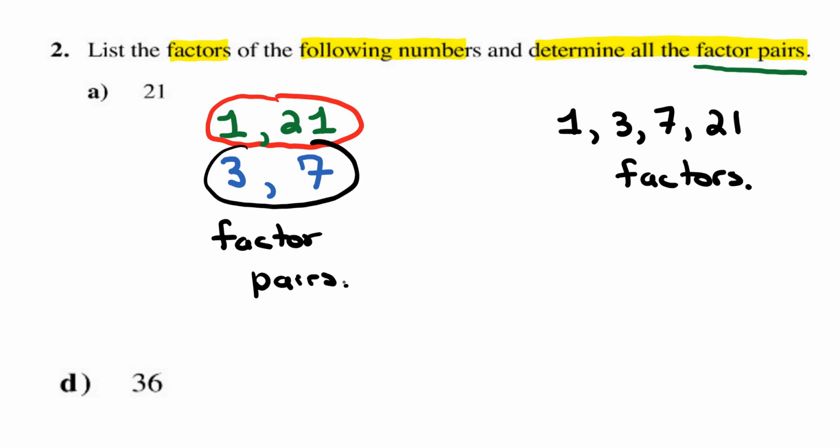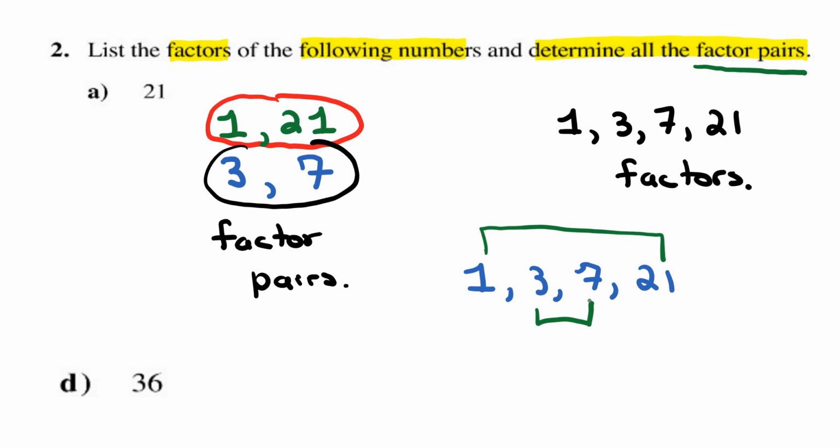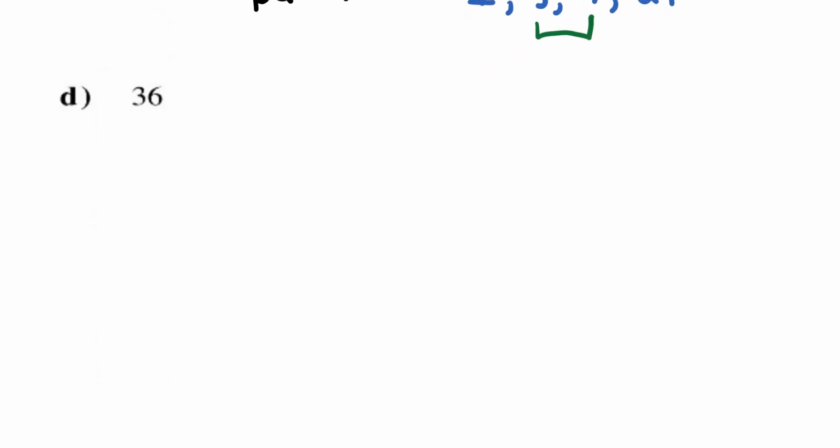Very similar to what we did in the first problem. If you want to write out the numbers in a horizontal format, you could write 1, 3, 7, 21, just like we did in question number 1. And then you can write your pairs as 1 and 21 and 3 and 7. That's another way you can represent your work. Let's move on to 36.